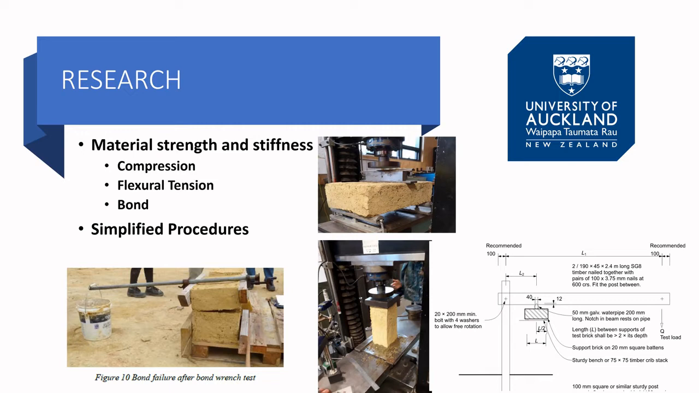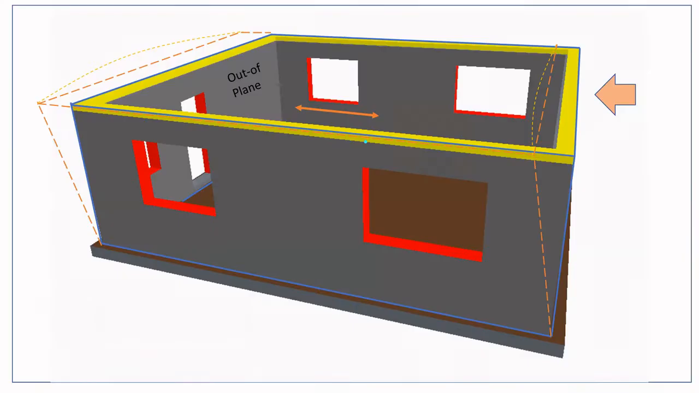So we've come up with a flexural test that just uses a post in the ground and a lever arm, and a bond test where you're just using a sash cramp and some weights, so that we can come up with an initial evaluation before you need to do more in-depth testing or compression tests.